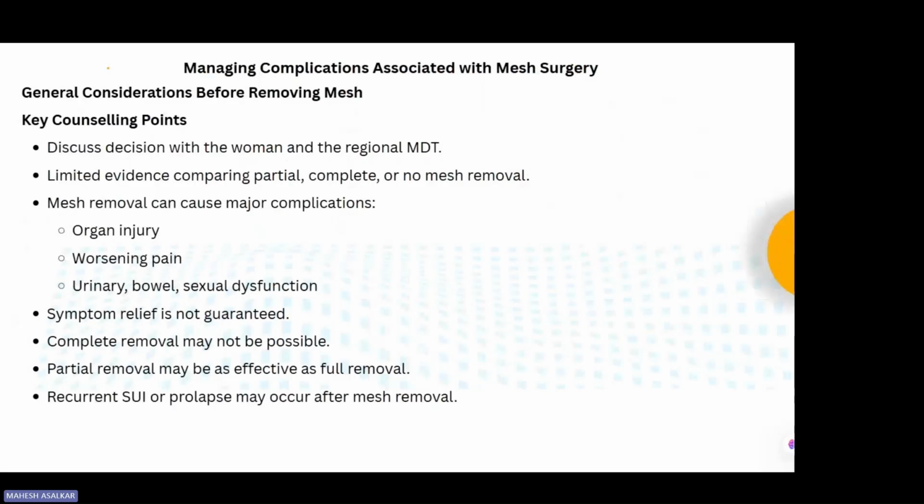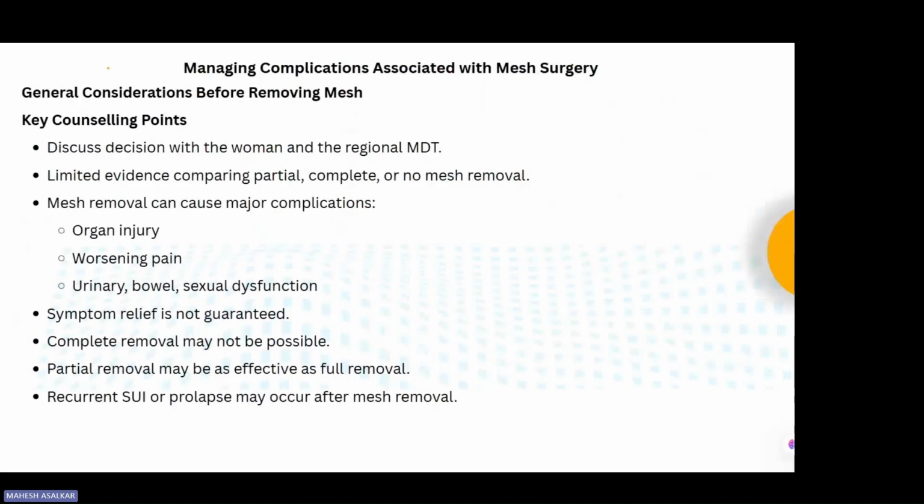So pre-decision, this counseling is going to be very, very important. You need to tell them that there is limited evidence comparing partial removal, complete removal, or no mesh removal at all. Mesh removal can cause major complications such as organ injury. It may worsen the pain, urinary, bowel, or sexual dysfunction. Symptom relief is not guaranteed. Complete removal may not be possible.